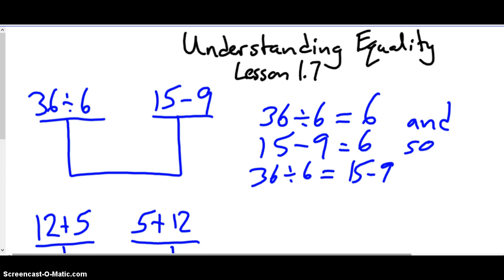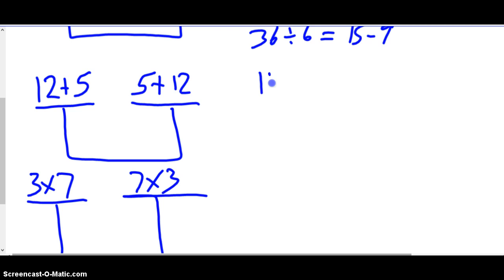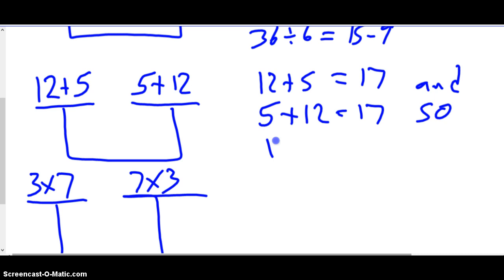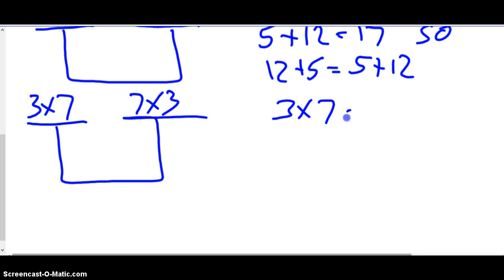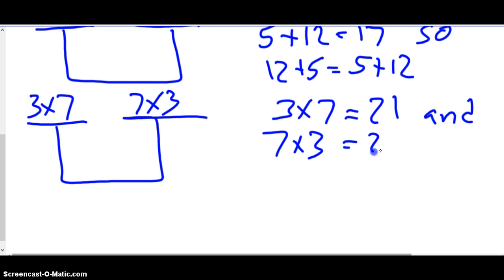Over here, same thing. We have 12 plus 5 equals 17, and 5 plus 12 equals 17. So, 12 plus 5 equals 5 plus 12. Sticking with me so far? Seems complicated, doesn't it? This one here, 3 times 7 equals 21, and 7 times 3 equals 21 as well. So, 3 times 7 equals 7 times 3.